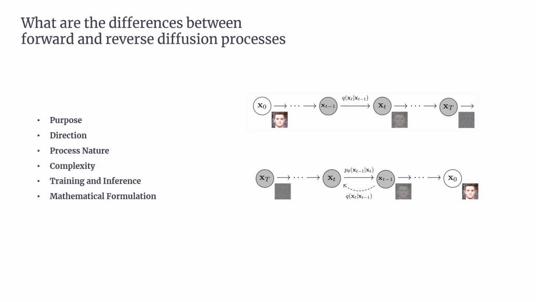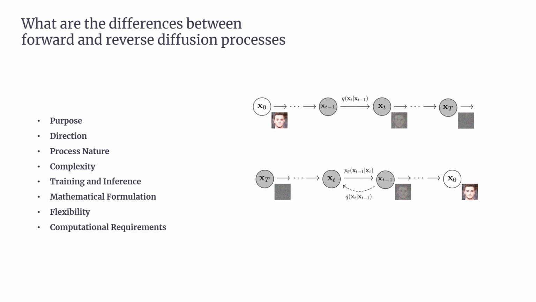5. Training and inference. For forward diffusion, it's mainly used during the training phase, generating noisy samples for the model to learn from. For reverse diffusion, it's used during inference, or generation, and produces the final output samples. 6. Mathematical formulation. For forward diffusion, this process is described by the equation, where beta t is the noise schedule and epsilon is Gaussian noise. This equation shows how each step adds a bit of noise to the data.